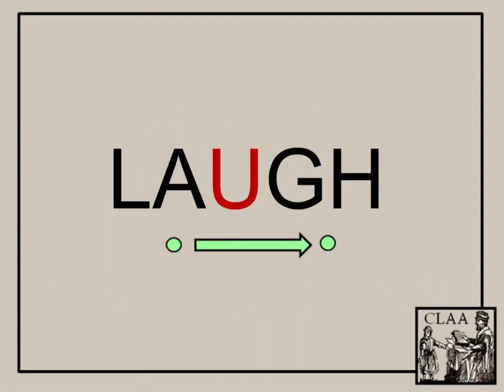Here we have an irregular English word with the letters AUGH. How do we read this word? It's very irregular. We treat the U as if it's silent, and we read the GH as an F. We read this word as laugh, laugh.